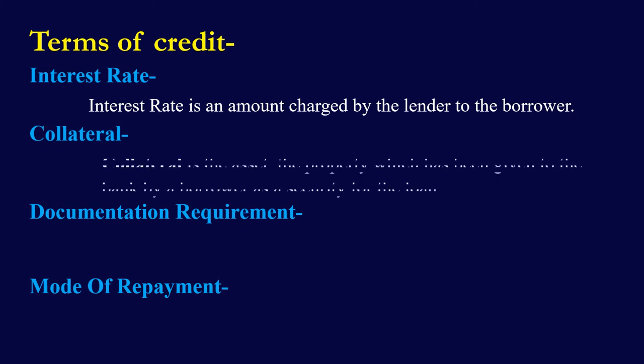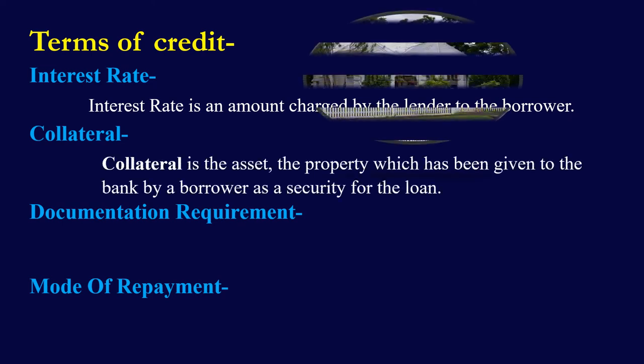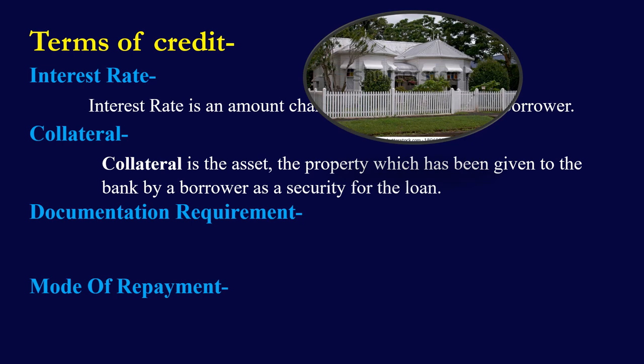And collateral. Collateral is an asset. It could be a property such as land, building, vehicles or livestock that a lender accepts as security for giving a loan. That means at the time of taking a loan, the borrower gives the collateral to the bank as security. If the borrower defaults, that is, fails to pay the loan, then the bank can seize the collateral. The bank can take over the collateral. So the collateral is the asset which has been given to the bank by a borrower as security for the loan.